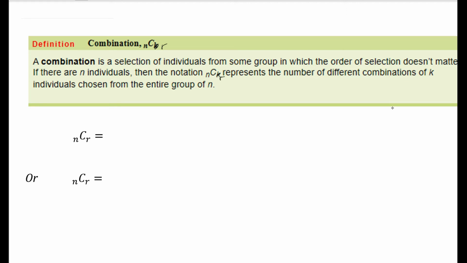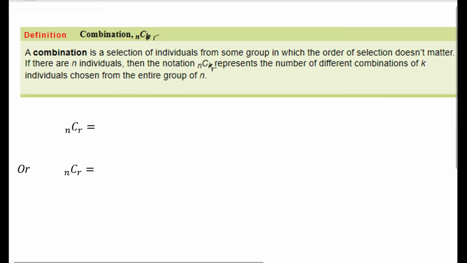So a combination is a selection of individuals from some group in which the order of selection does not matter. If there are n individuals, then the notation n and c with r represents the number of different combinations of r individuals chosen from the entire group of n individuals. So we're just doing a selection of individuals in which order does not matter.